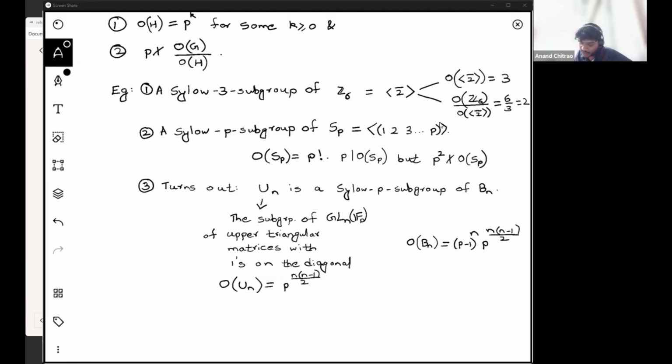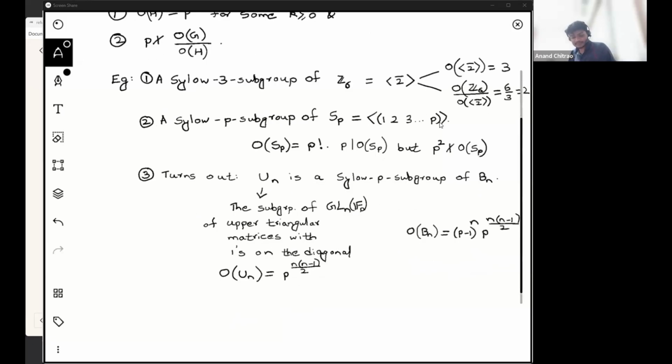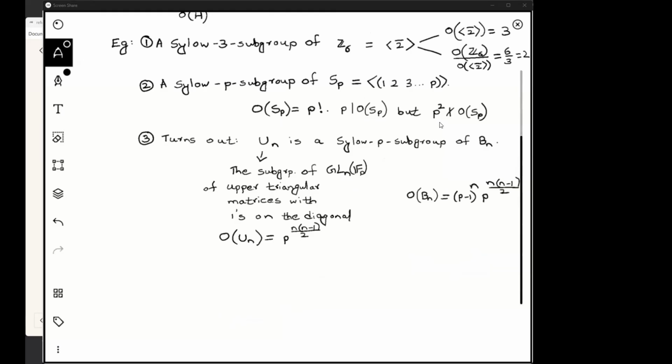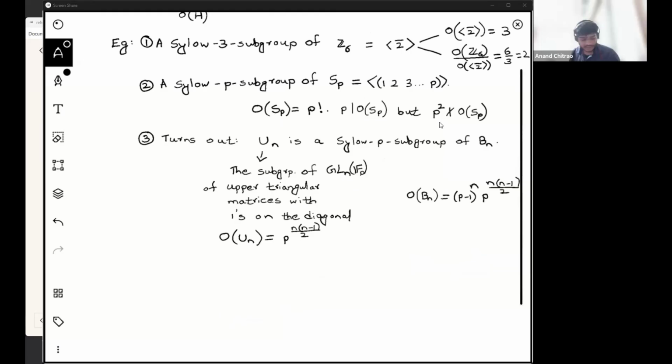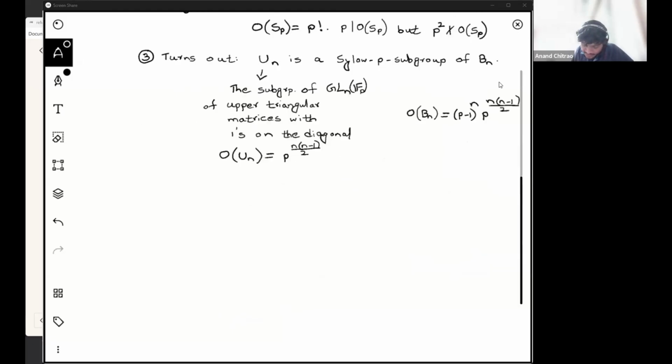Now can you see why U_n is a Sylow P subgroup of B_n? The order of U_n is a P power, and the order of B_n divided by the order of U_n is just P minus 1 to the power n, and P doesn't divide P minus 1 to the power n. Okay? Great. So now let me tell you the three important theorems of Sylow.